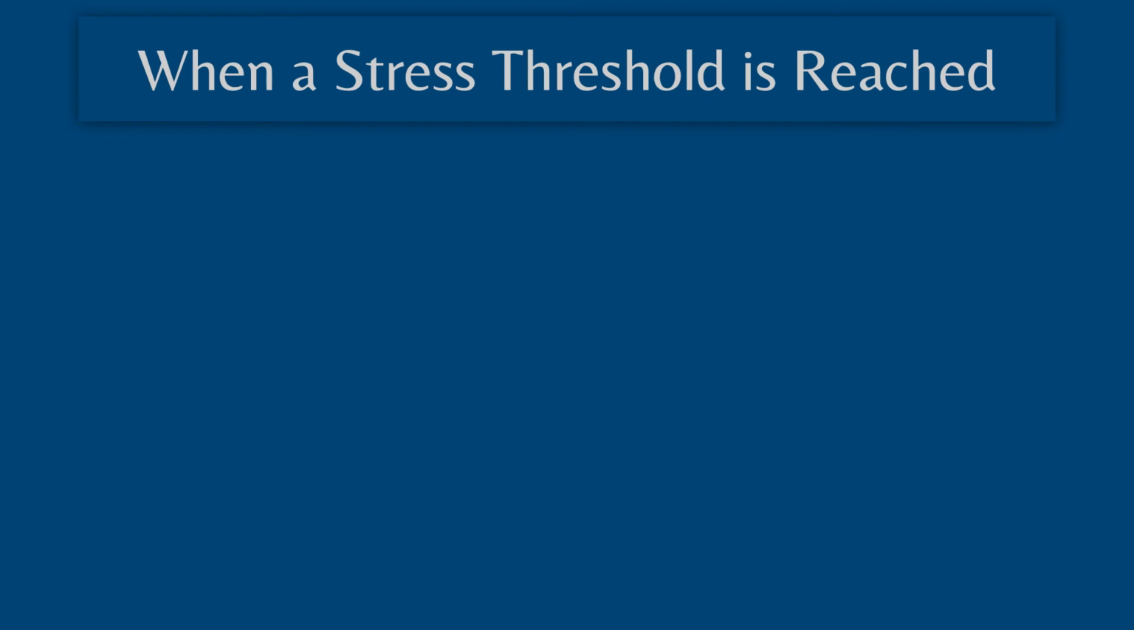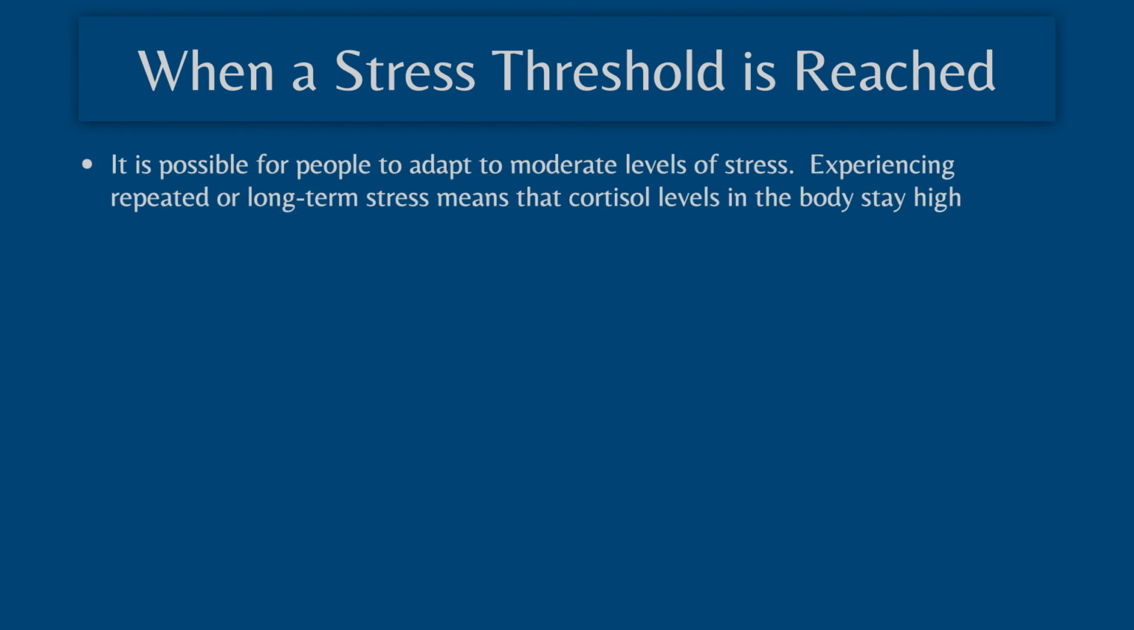It is possible for people to adapt to moderate levels of stress over time. If we experience a stressful event over and over, the prefrontal cortex, or the command center of the brain, recognizes the stressor and tells your hypothalamus that the stress response is meant to be short-lived. Experiencing repeated or long-term stress means that cortisol levels in the body remain high.